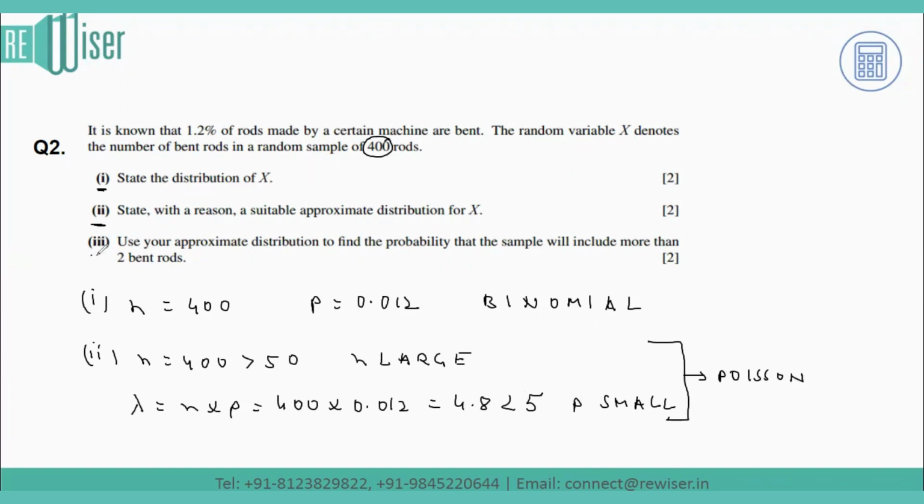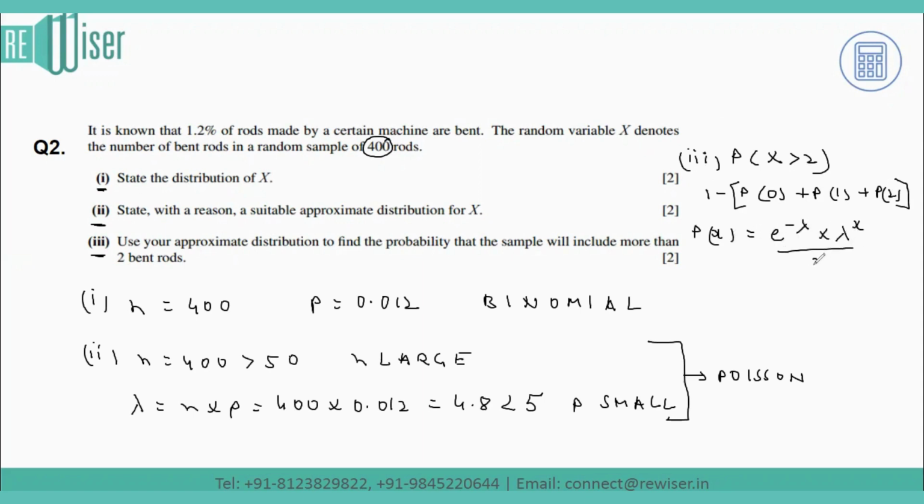Now moving to the third part of the question, it says use your approximating distribution to find the probability that the sample will include more than 2 bent rods. So for part 3, they have asked for P(X > 2). That means we have to calculate 1 minus the probability of 0 plus 1 plus 2. So we'll use the Poisson distribution formula, P(x) equals e to the power minus lambda times lambda to the power x divided by x factorial. The value of lambda that we have already found is np, which is 4.8. So we'll use the same here.